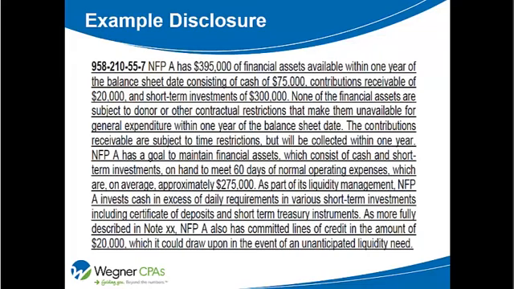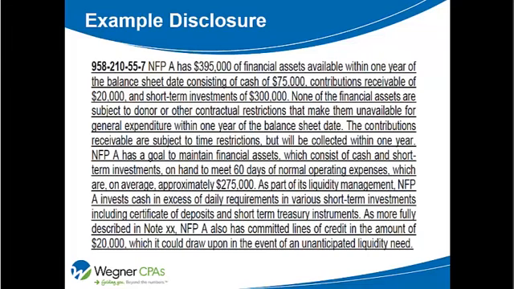So not-for-profit A has a goal to maintain financial assets, which consist of cash and short-term investments, on hand to meet 60 days of normal operating expenses, which are on average approximately $275,000. As part of its liquidity management, not-for-profit A invests cash in excess of daily requirements in various short-term investments, including certificates of deposit and short-term treasury instruments. As more fully described in Note XX, not-for-profit A also has committed lines of credit in the amount of $20,000, which it could draw upon in the event of an unanticipated liquidity need.